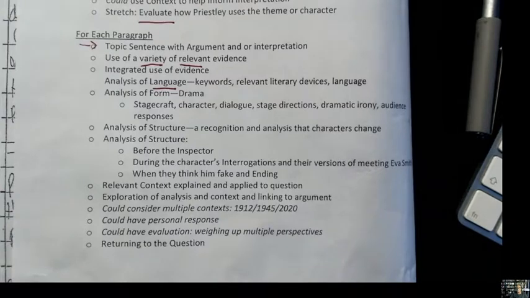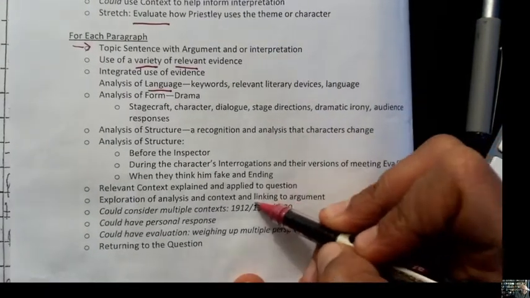So an easy way to analyze structure is this idea of before the inspector's arrival, during the inspector's interrogation, when they think him fake, and the ending. We want context, so that context needs to be, if it's relevant, explained and applied, and we've done a lot of work on context. You should go back to that work. And what we're looking for is exploration of analysis, making sure that it links to your argument.